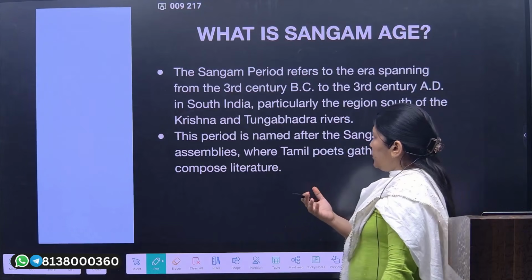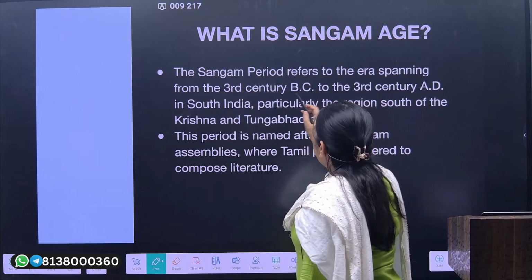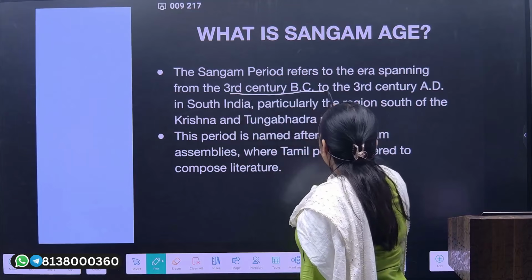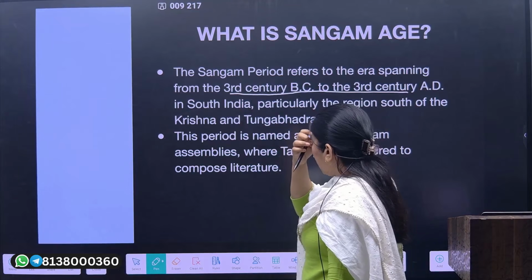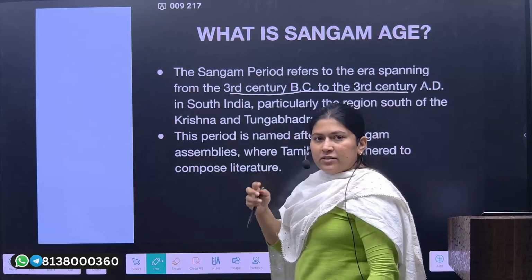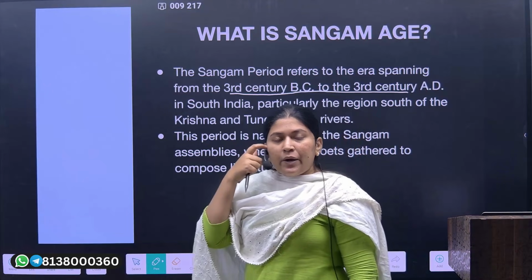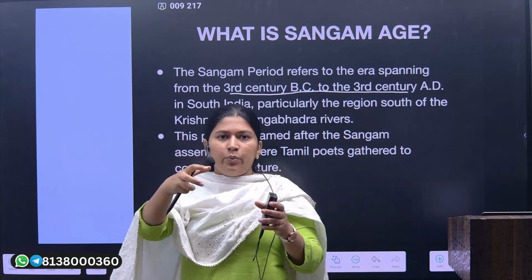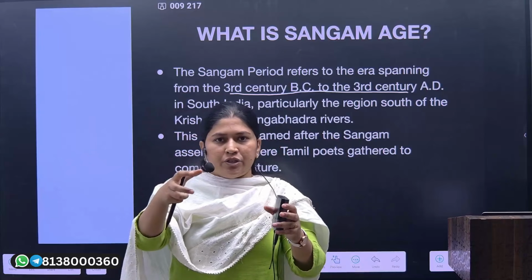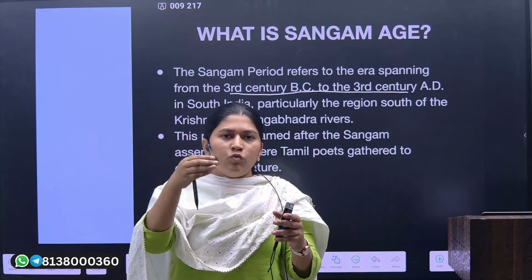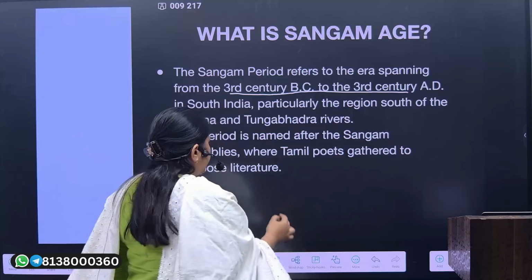It is a confluence, and it is a period spanning from the 3rd century BC to the 3rd century AD in South India. This civilization took place mainly in the Doab region. So what is the Doab region?